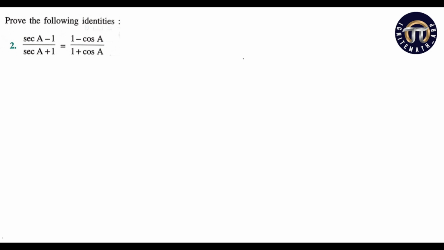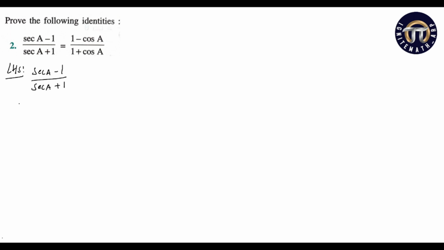Prove the following identities. Whenever you are going to prove the given trigonometric identities, either you can take the LHS to prove it is equal to RHS, or you take RHS, prove it is equal to LHS, or simplify LHS to get one expression and simplify RHS to get the same expression. Then also you can say LHS is equal to RHS. So now, children, I'll just consider the LHS. Look at this very carefully. LHS is secant A minus 1 divided by secant A plus 1.